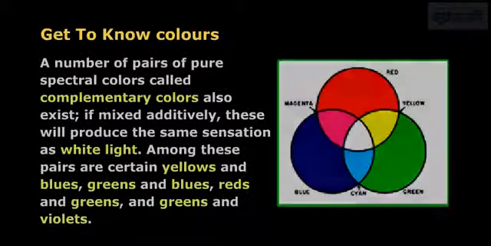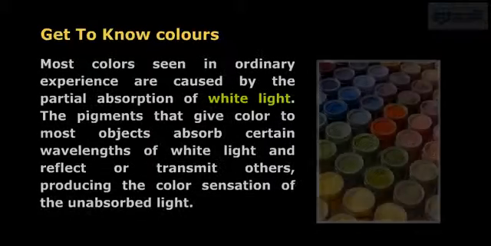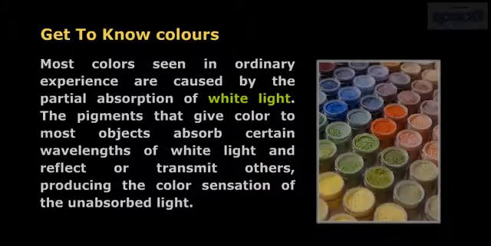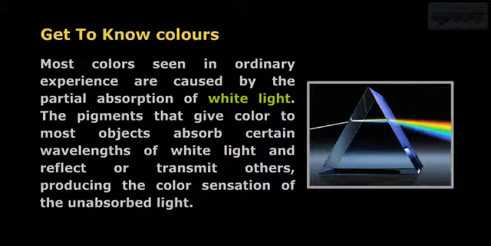A number of pairs of pure spectral colors called complementary colors also exist. If mixed additively, these will produce the same sensation as white light. Among these pairs are certain yellows and blues, greens and blues, reds and greens and violets. Most colors seen in ordinary experience are caused by partial absorption of white light. The pigments that give color to most objects absorb certain wavelengths of white light and reflect or transmit others, producing the color sensation of unabsorbed light.